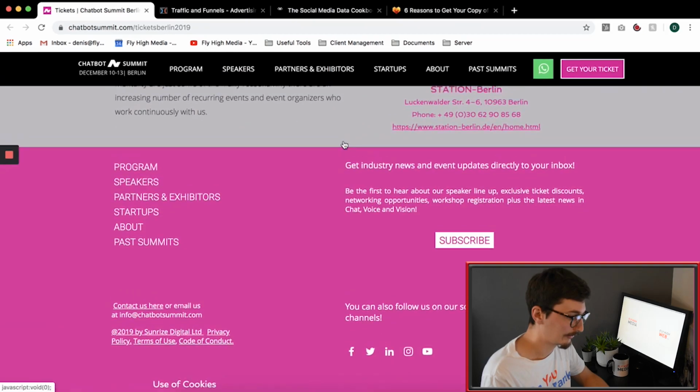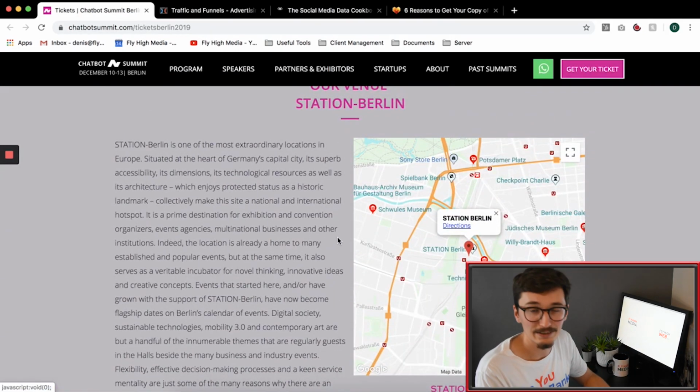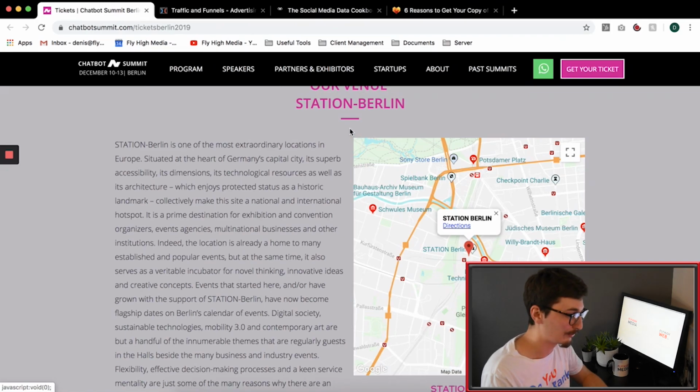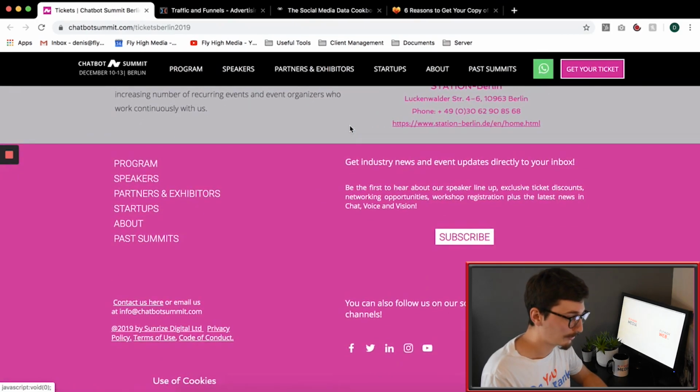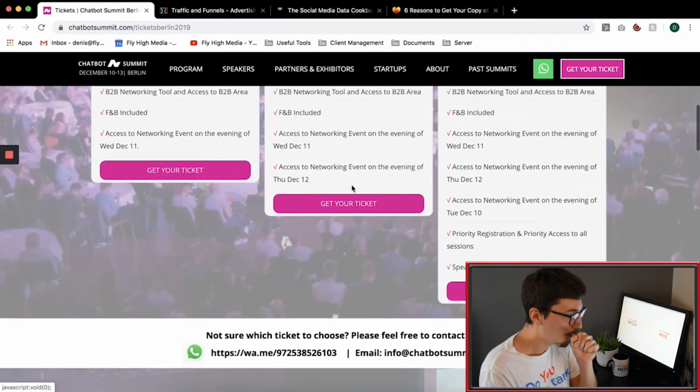And at the bottom it has a map of where it is, so I'm already planning roughly where it is. I'm not actually going to this thing, I just want to stress, it's just an example that I got hit with an ad, and I thought it'd be good to use as an example of a good one. So what I'm going to do is click get your ticket.